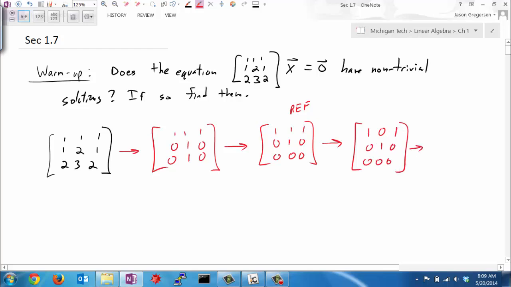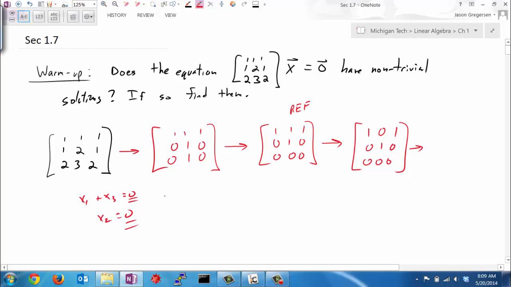From here I'll generate my linear system. It's going to be x1 plus x3 equals 0, x2 equals 0. Where do these zeros come from? 0 vector, right? I didn't actually write the augmented matrix because I didn't need to, because it's a homogeneous system, but that is what's on the right-hand side here. So I have my linear system.